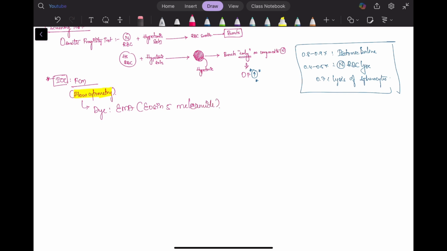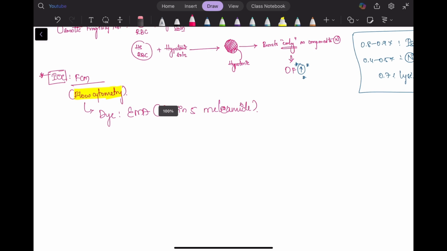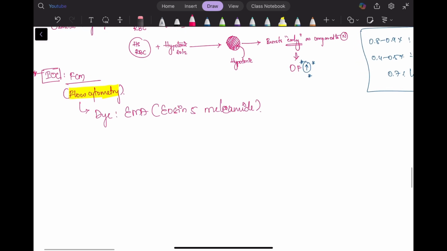It's very difficult to remember all these stains. I don't know how you people will remember, but you have to remember somehow to pass the exam.